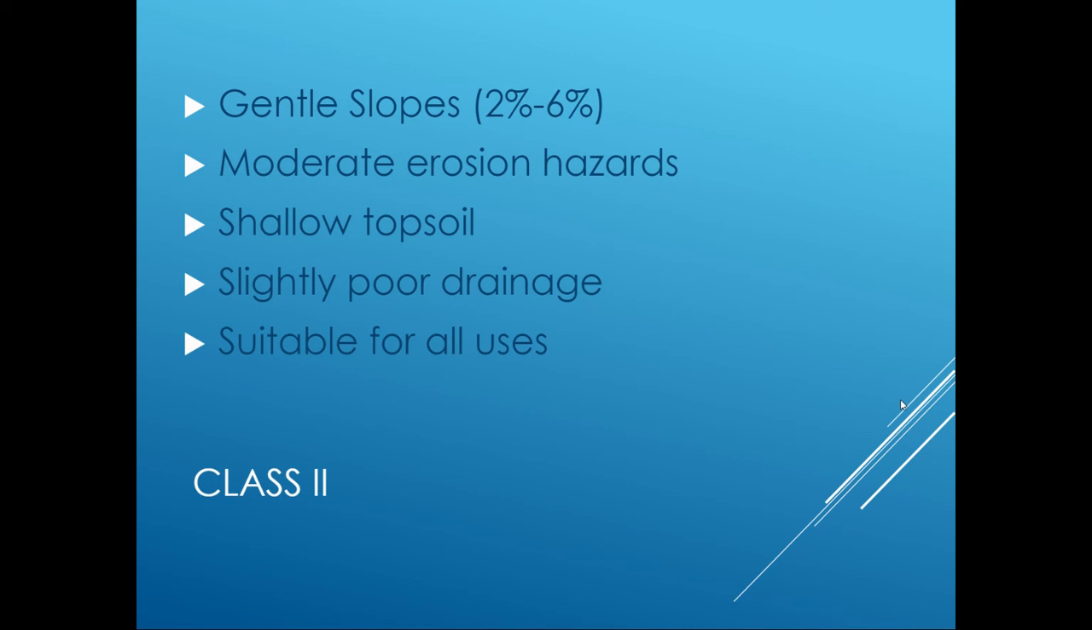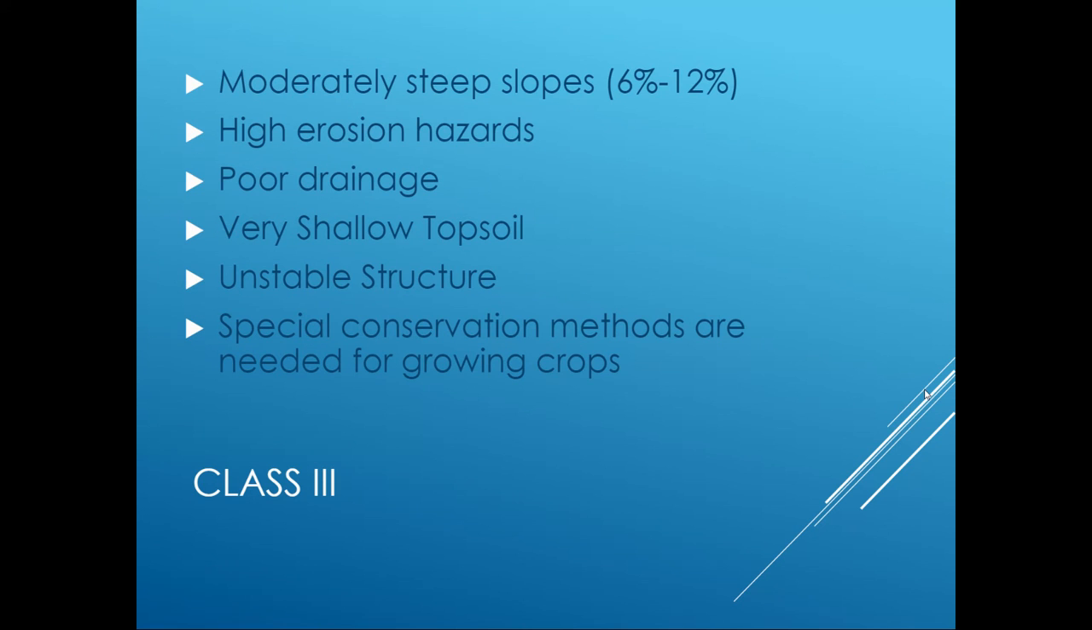Class number 2 has gentle slopes, typically between 2% and 6% grade. There are moderate erosion hazards, not extreme, but there is some risk. There's normally shallow topsoil, slightly poor drainage, and this is also suitable for all uses, but not as well as class number 1. Class number 3 has moderately steep slopes between 6 and 12%. There is a high erosion risk, poor drainage, very shallow topsoil, unstable structure, and special conservation methods are needed for growing crops.